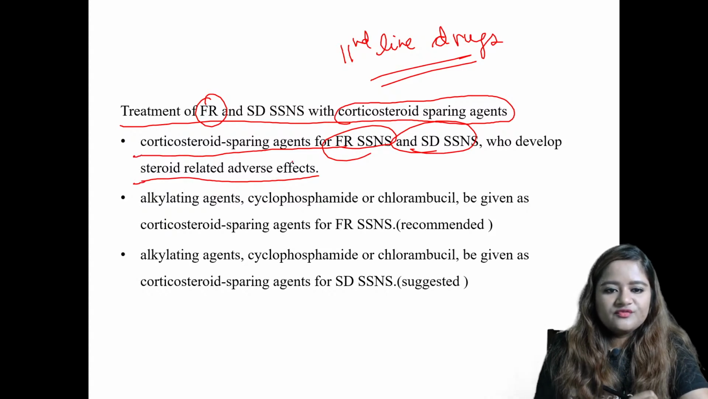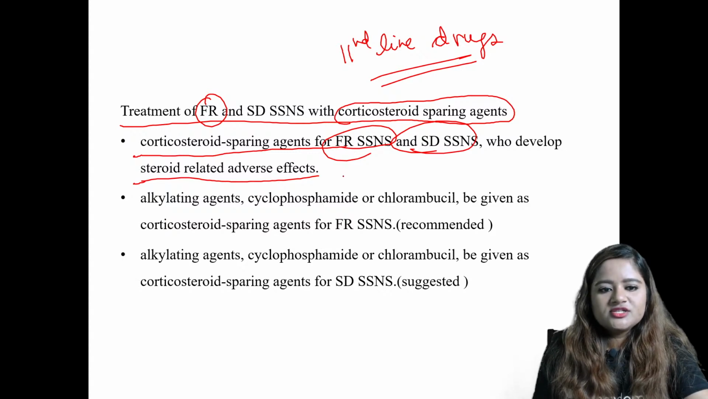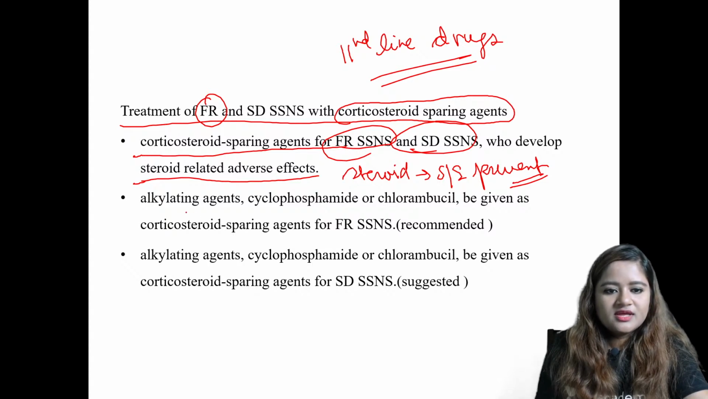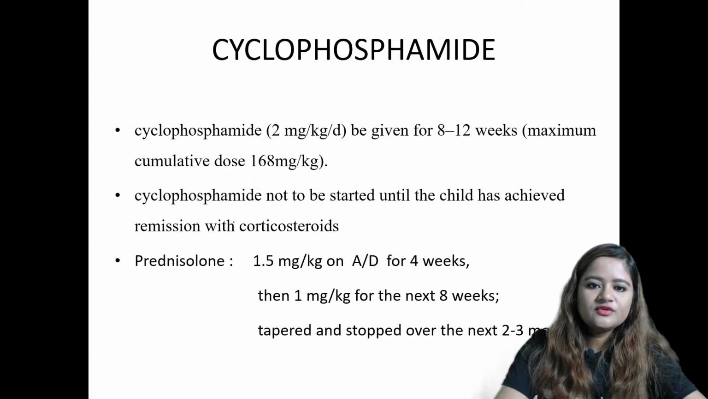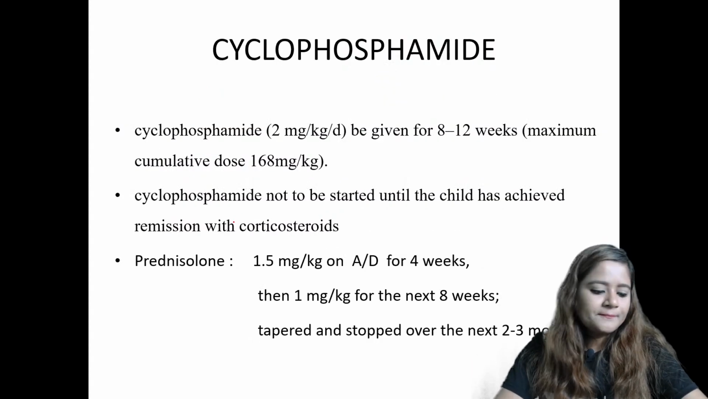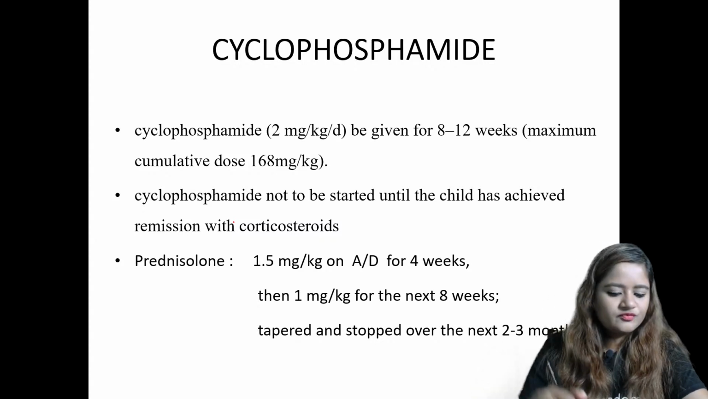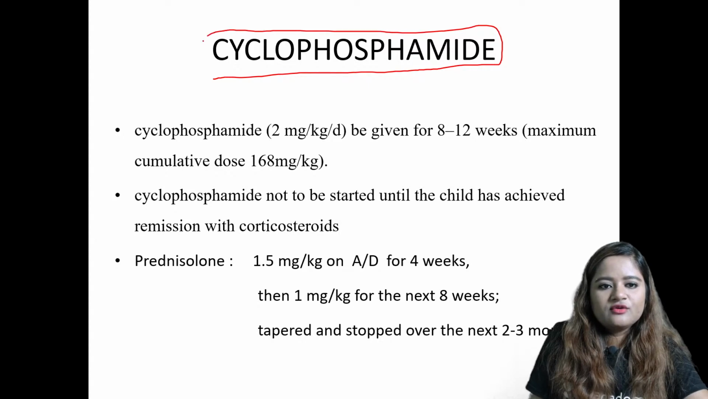These adverse effects basically develop in those children who are taking steroid for a longer duration of time. So उन steroid के side effects को prevent करने के लिए we add a second line drug in the treatment regimen. So we use a lot of drugs. You don't need to go too much in detail of the drugs, but the basic names, the dose that you have to use and what the side effects are, that is all that I've put for you guys. So the first second line drug that we use is cyclophosphamide.